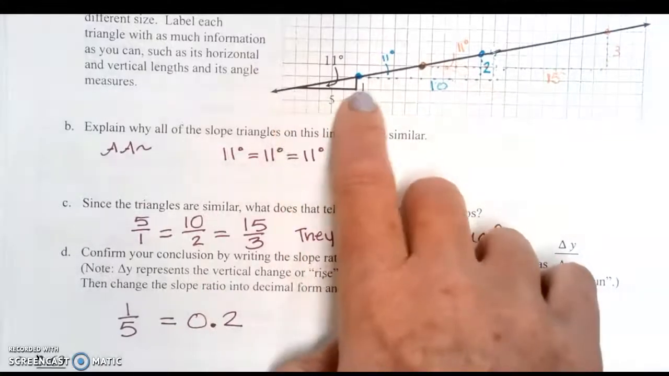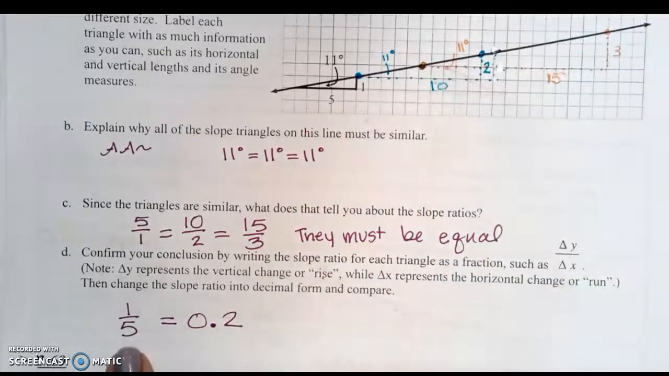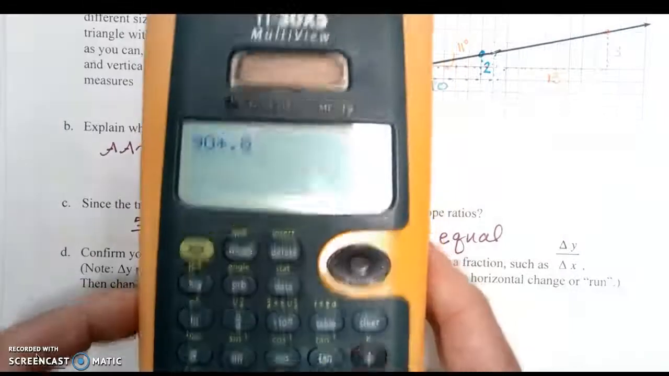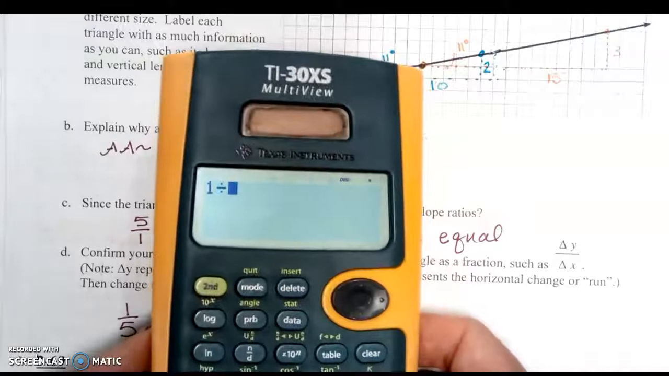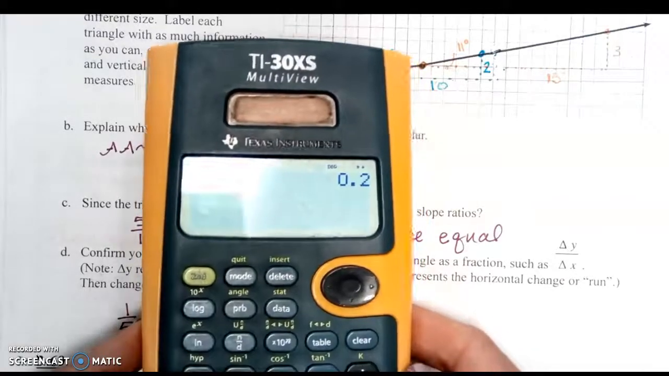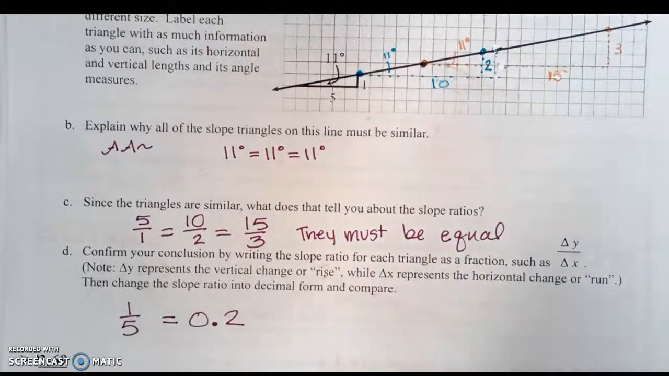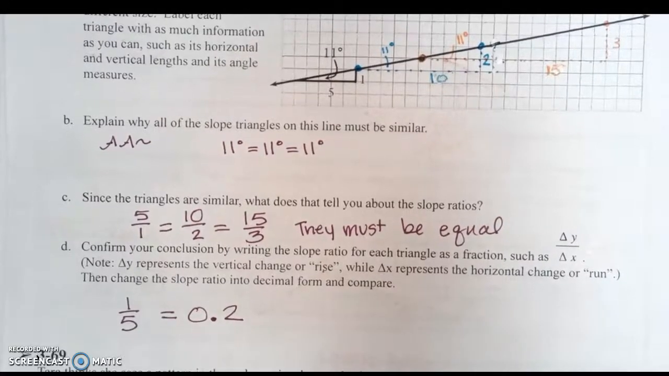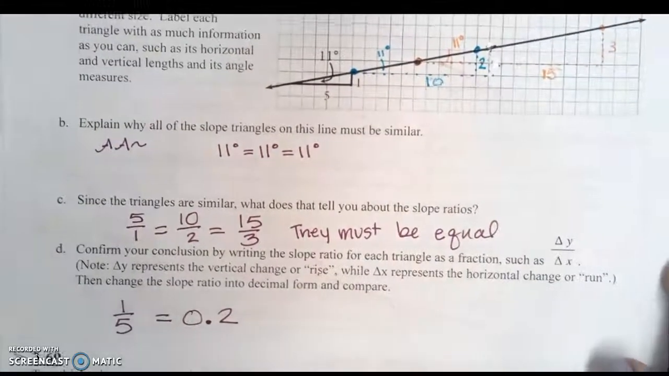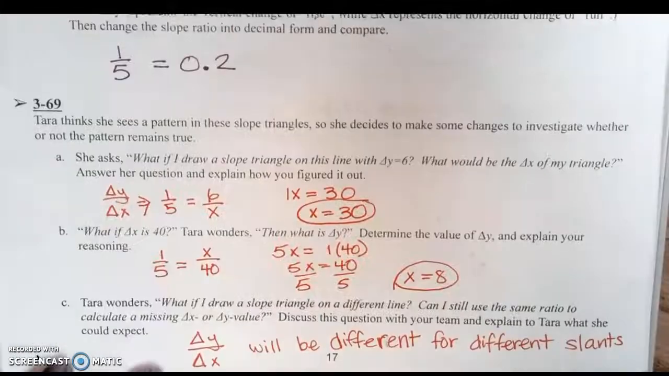So from here to here, they already have it labeled for us as 5. To change that fraction into a decimal, you're simply going to take the numerator of 1, divide it by the denominator of 5, and it's going to give you the decimal 0.2. If you need help using your calculator, let me know. All right. Any questions on C or D? Okay. Let's look at question 69.